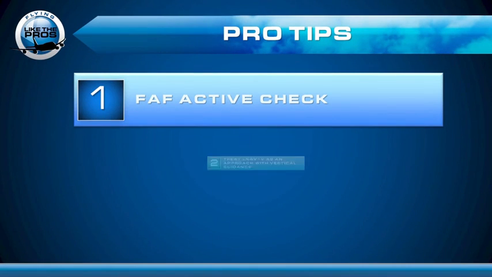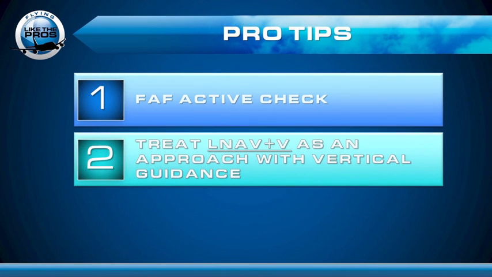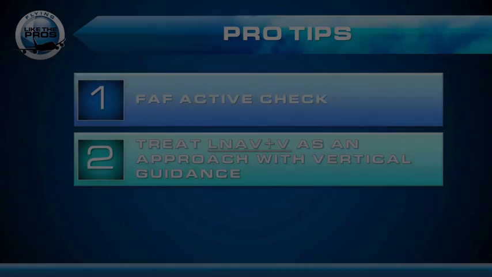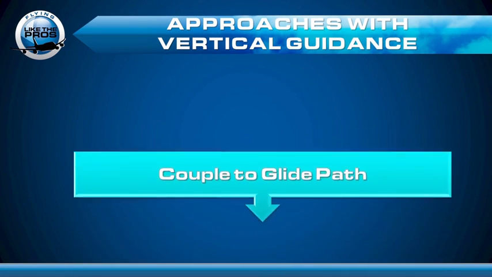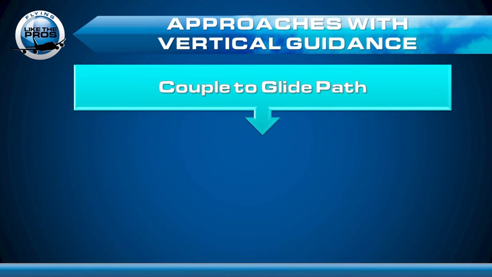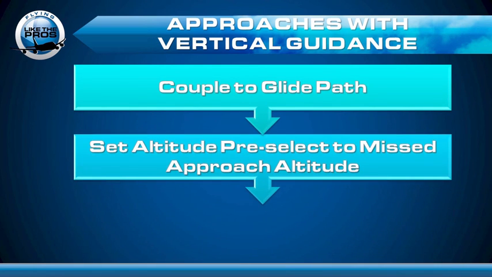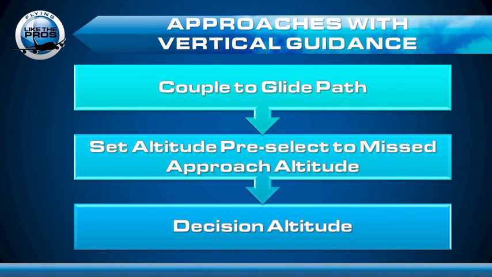And our fix for this is pro tip number 2. Commit to treating LNAV plus V as an approach with vertical guidance. And what we mean by that is plan to couple to the advisory glide path, set the altitude pre-select to the missed approach altitude, just like you would do on an ILS or an LPV approach, and then fly it as if you were flying to a decision altitude. But there is a big caveat on this one. You absolutely cannot dip below MDA when executing the missed approach.